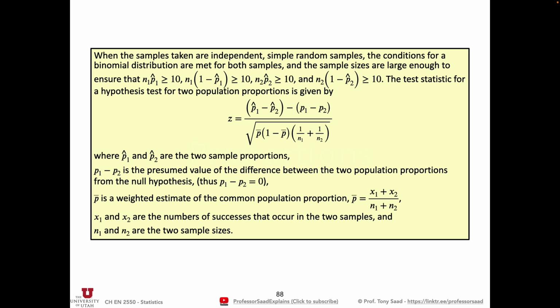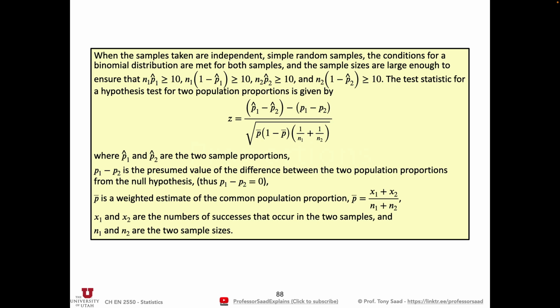To use this test, you have a few conditions that you need to satisfy, coming from the binomial distribution. For a single population, it was easy. We only had 2 conditions. For 2 populations, we have 4 conditions that we need to satisfy. And they're listed up there: n1 p hat 1 greater than 10, and n1 times (1 minus p hat 1) greater than 10, and so on for n2 and p hat 2.